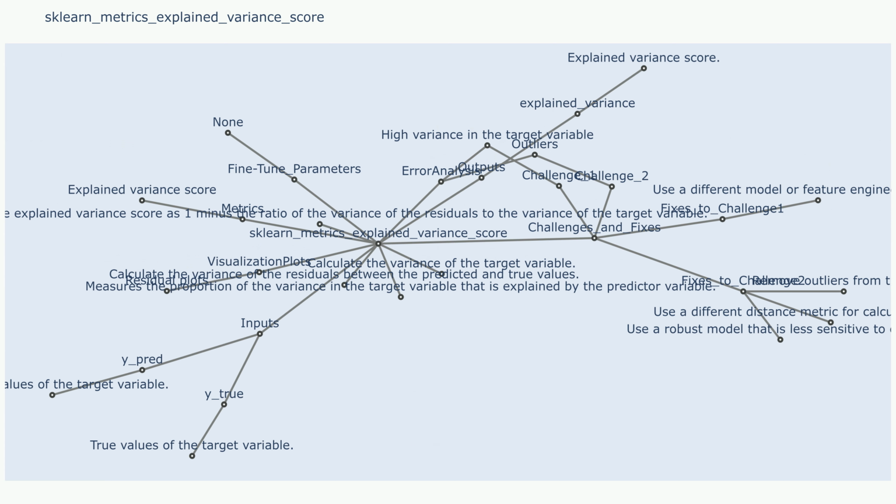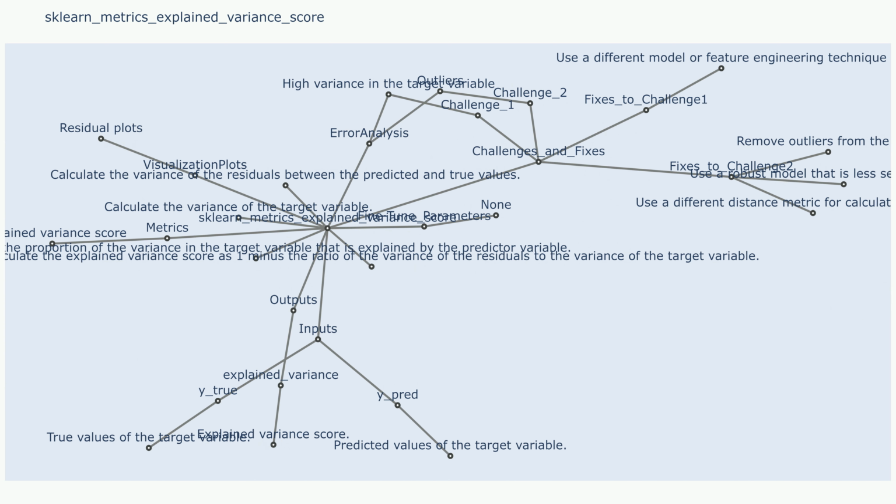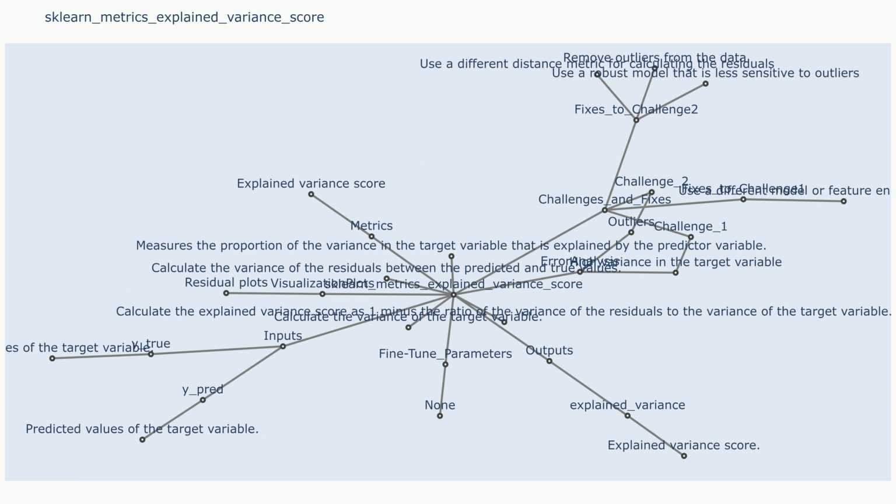Inputs: y_true, the ground truth correct target values. It represents the actual values of the target variable. y_pred, the predicted target values from the model. It represents the model's estimations of the target variable. Output: explained variance, a float value between 0 and 1, representing the proportion of variance explained by the model.